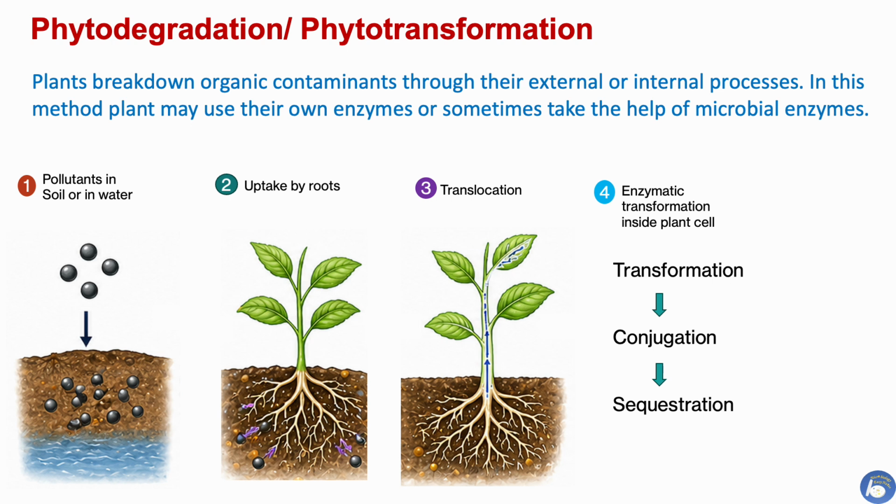These processes occur in three steps. The first step is transformation, where pollutants are modified through various enzymes like oxidases, reductases and hydrogenases. The second step is conjugation, where modified compounds are conjugated with plant biomolecules like glucose, amino acids, organic acids, etc. The third step is sequestration, in which conjugated products are stored in food vacuoles or bound to the cell wall. Stored products are gradually converted into less toxic or non-toxic compounds and released into the environment.